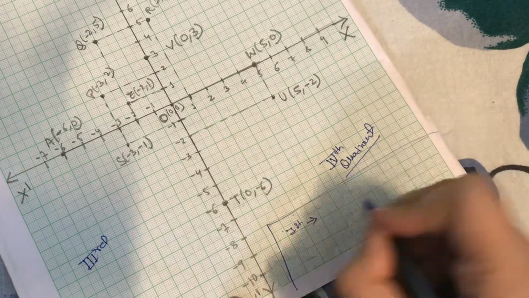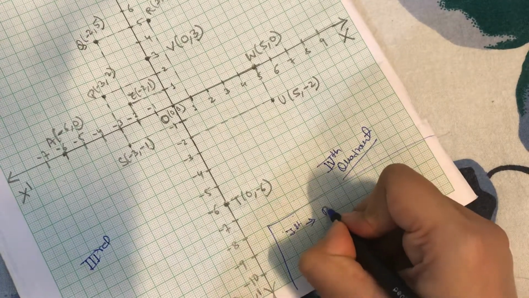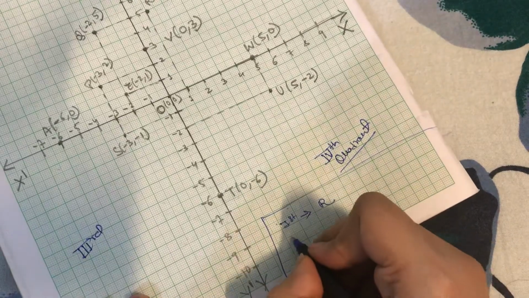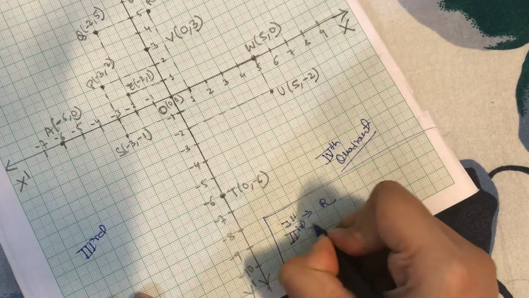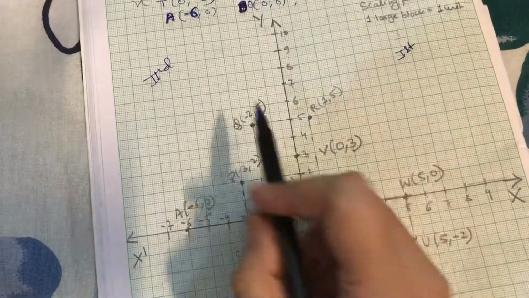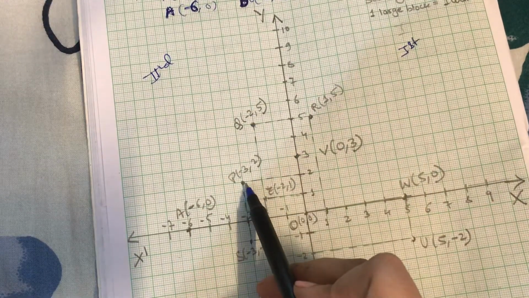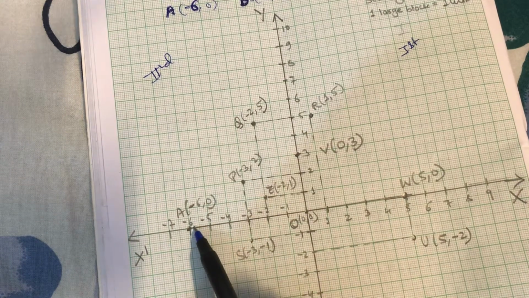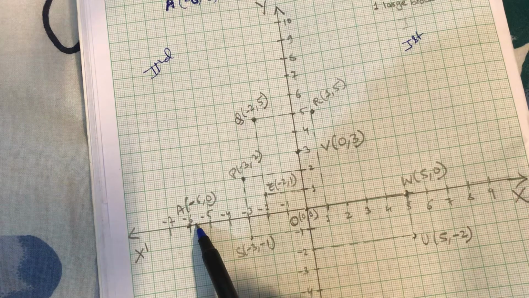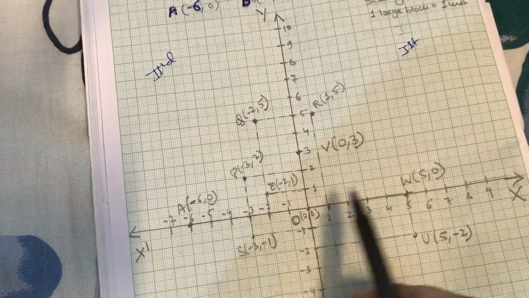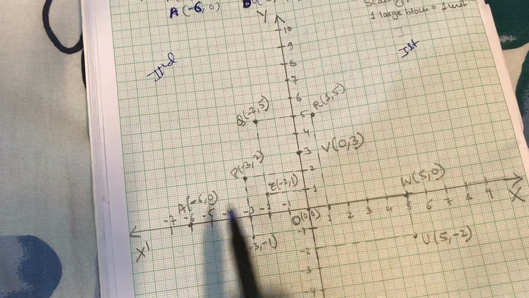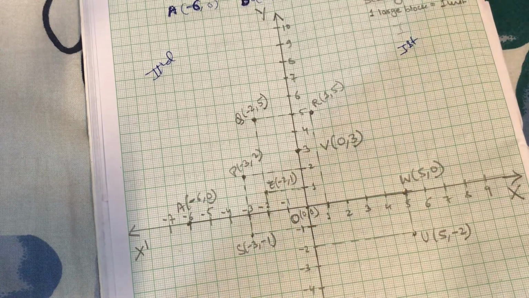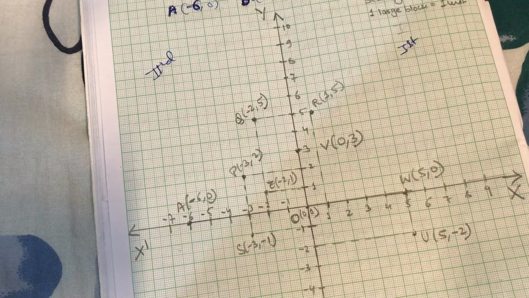Suppose here I am writing the answer. In the first quadrant, which are the points which lie? Only R lies, right? In the second quadrant, which are the points which lie? In the second quadrant you can see Q lies, P lies, and Z lies. Does W lie in the second quadrant? No, it lies on the axis. The points like W, A, O are not lying in any of the quadrants. They are simply lying on the axes.